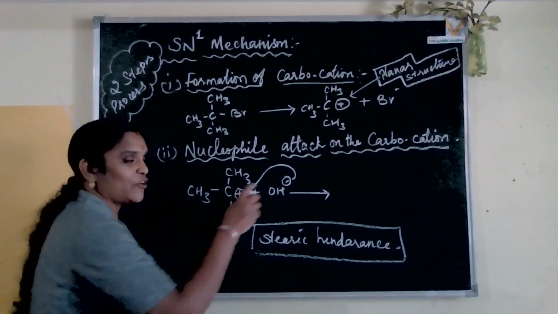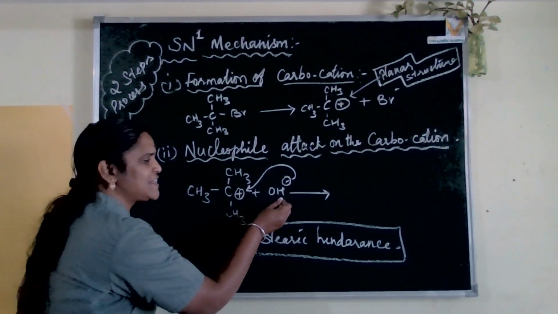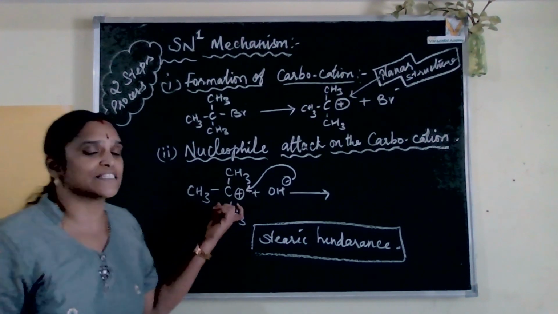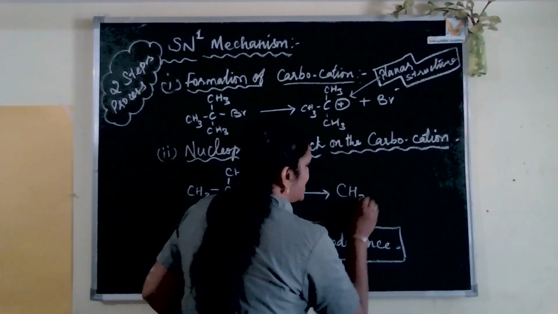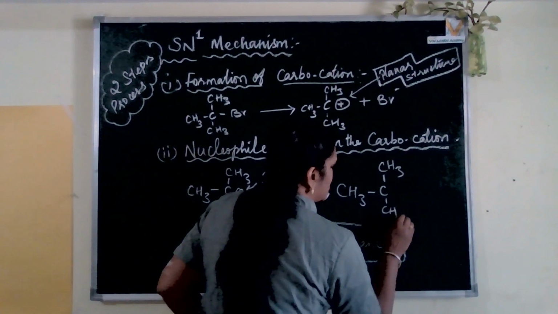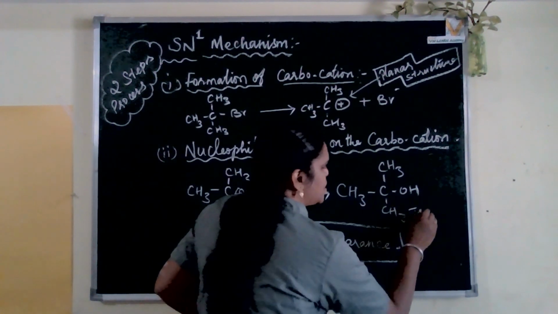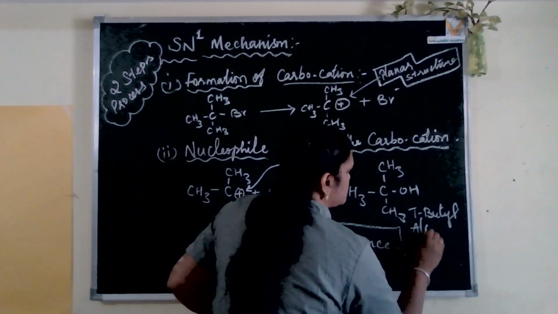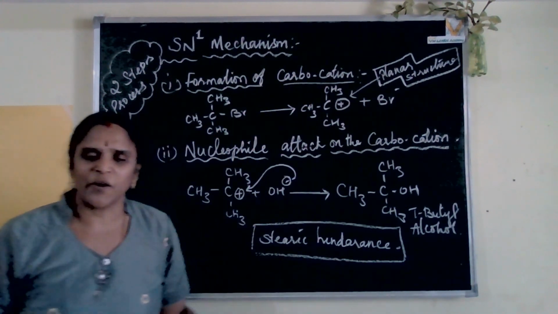Now the second step: the carbocation is ready to be attacked by the nucleophile. The nucleophile is also ready. So here the OH minus ion is going to attack the positive charge of the carbocation. Then finally you are getting (CH3)3C-OH formation. So this is tertiary butyl alcohol formation. Hope you're clear with it.